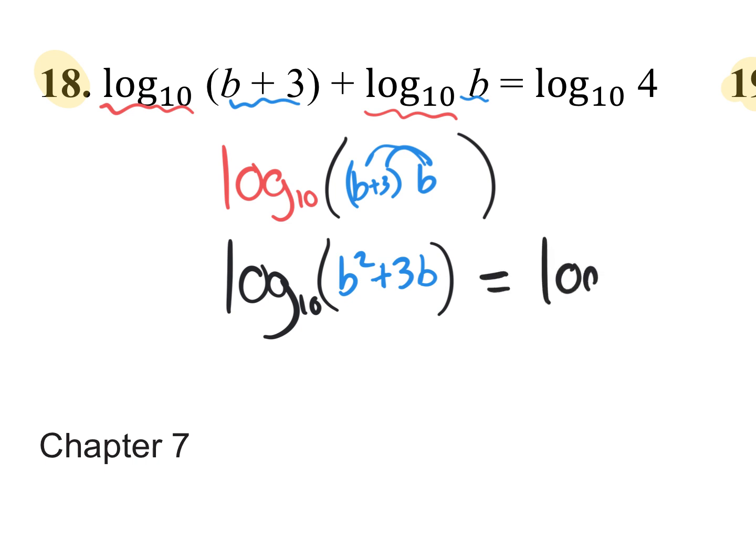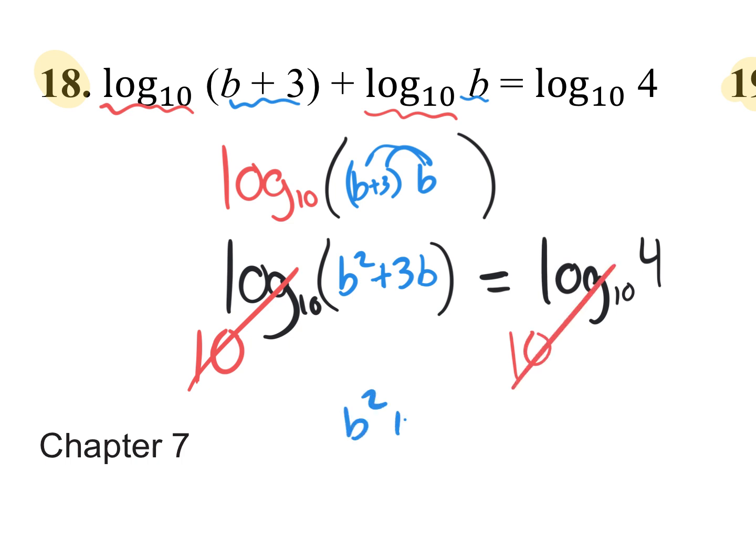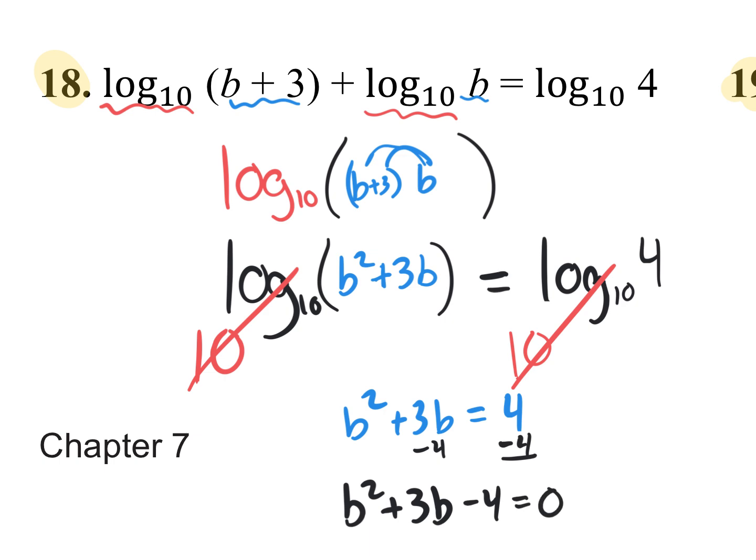On the right side, you also have log base 10 of 4. So of course, you're going to raise both sides of this equation to become powers of base 10. And you're going to end up with b squared plus 3b equals 4. And we need to solve. You need to recognize that it is a quadratic. There's a b squared and a regular b. And for quadratic equations, you solve them first by setting them equal to 0. So subtract 4, subtract 4. We're going to have b squared plus 3b minus 4 equals 0.